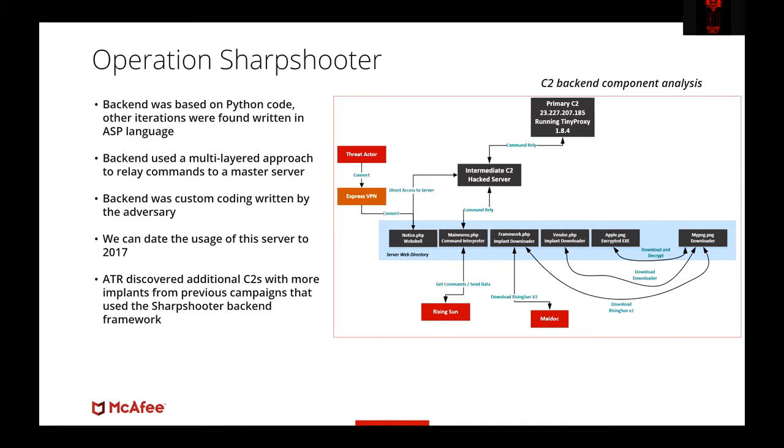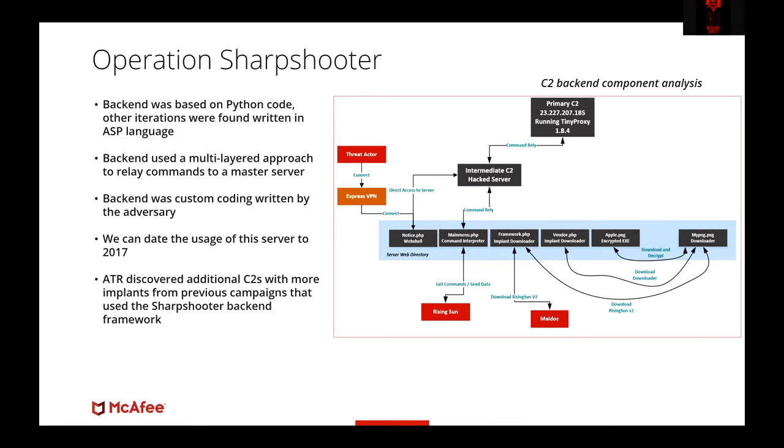The backend used a multi-layered approach in terms of relaying commands to the master server. In the diagram, we have an intermediate C2 server. A victim infected with Rising Sun would send commands, which would then be relayed through the command interpreter to the intermediate C2, which was the hacked server, and relayed upstream to the primary C2, which at that time was the following IP address.